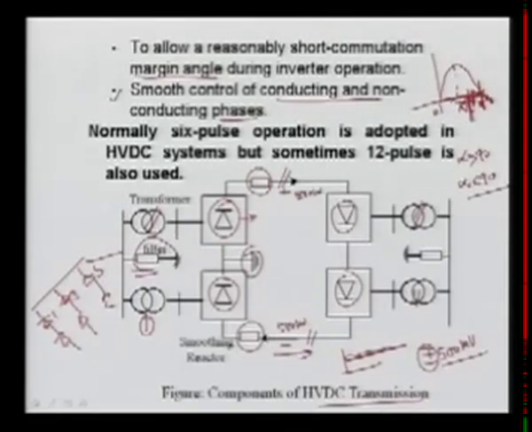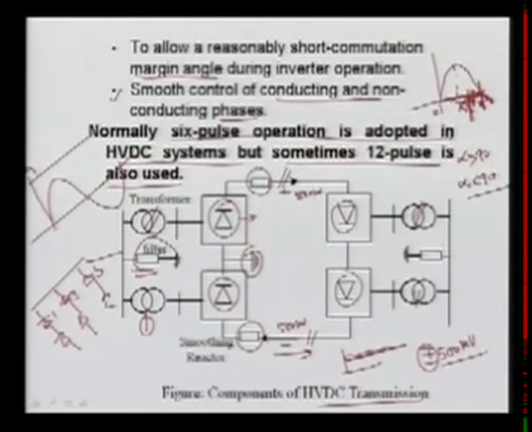Normally 6 pulse operation is adopted in HVDC systems, but sometimes 12 pulse is also used. Again, what do we mean by pulses? Pulses means the number of DC voltage pulses in one AC cycle. Let's suppose this is your AC cycle; here it is 6 pulses, called 6 pulse. If you go for 12 pulses, what will happen? Now you can see 12 pulses. So this is smoother and has fewer harmonics. Here it has more harmonics.